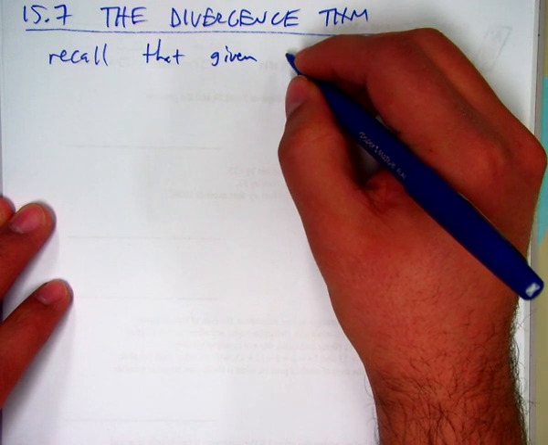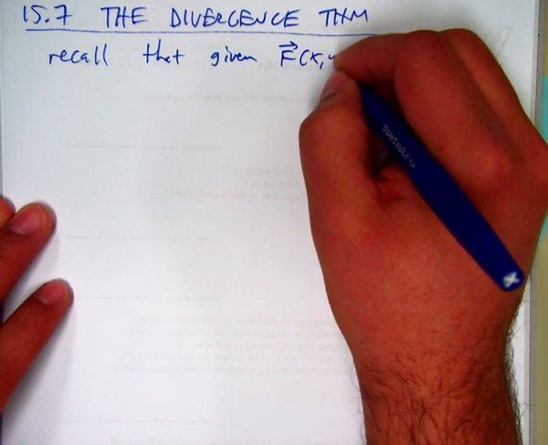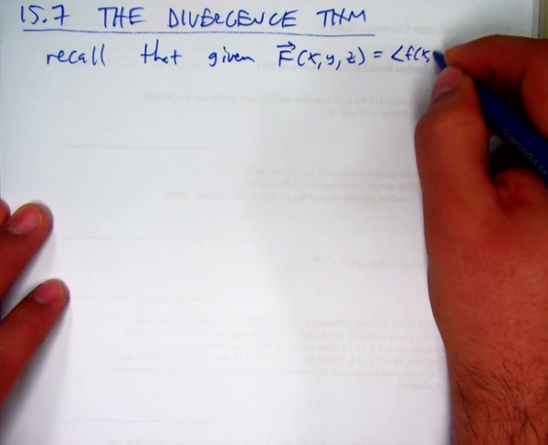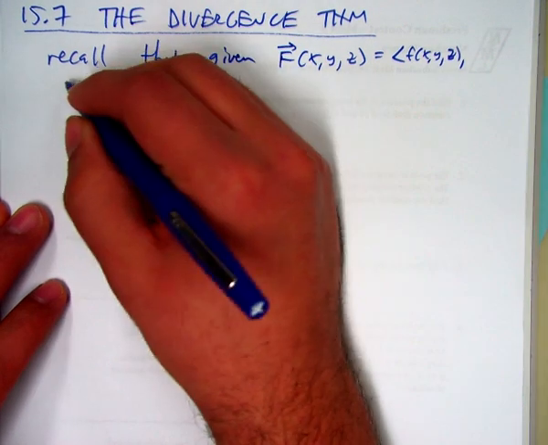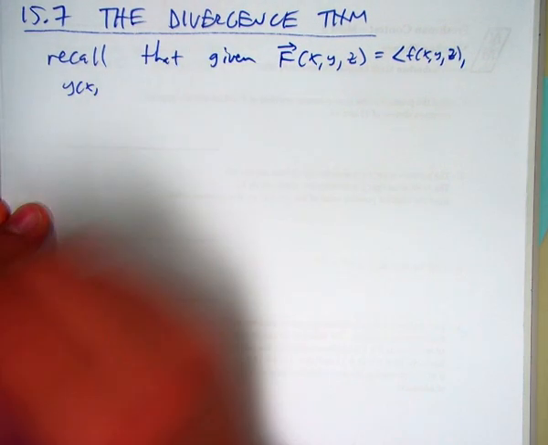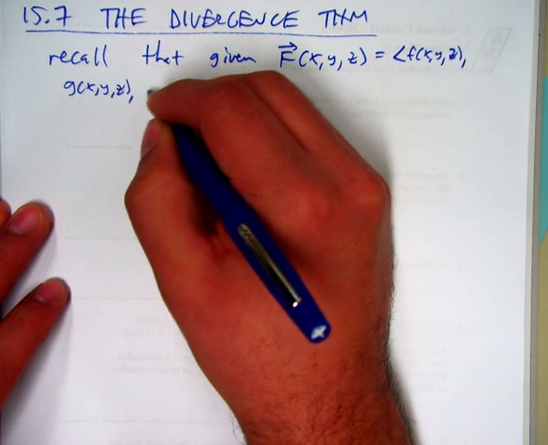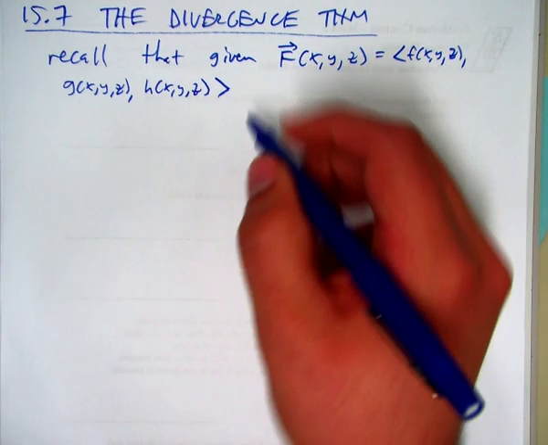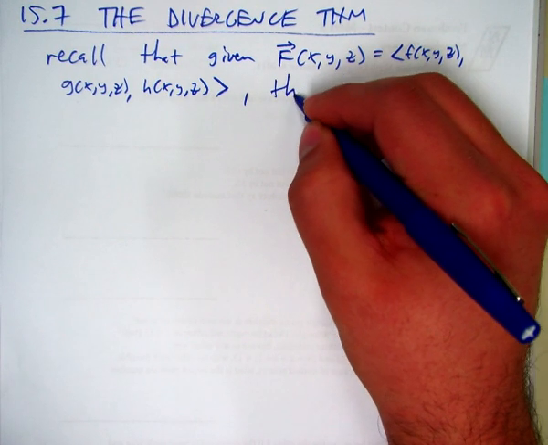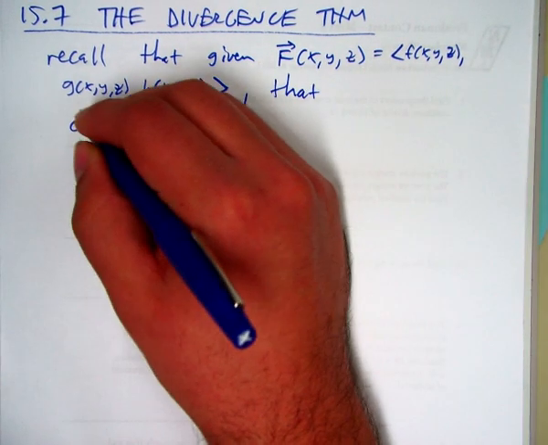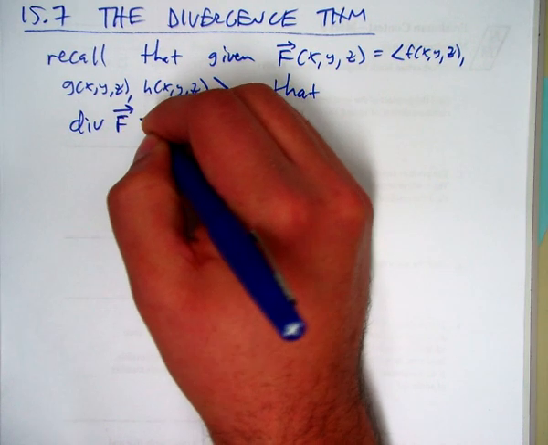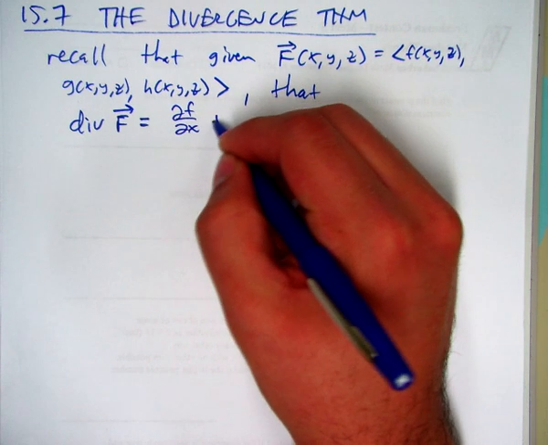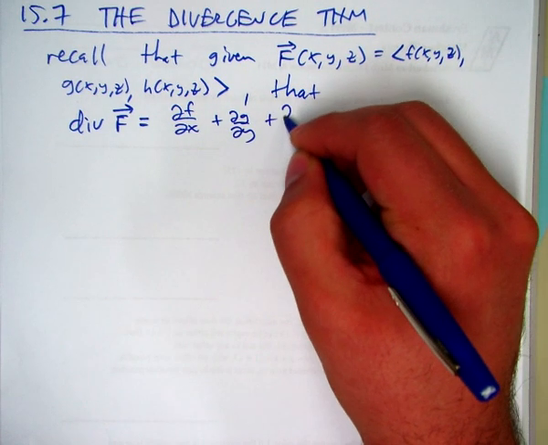Recall that given a vector field F(x, y, z) equal to f(x, y, z), g(x, y, z), h(x, y, z), sorry about that, the divergence of the vector field was partial f partial x plus partial g partial y plus partial h partial z.